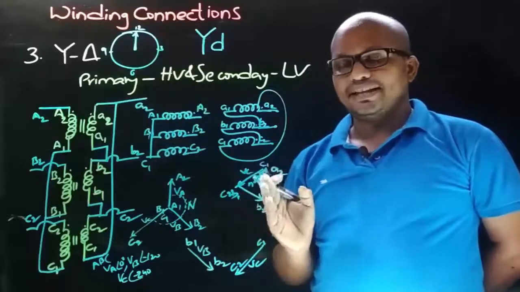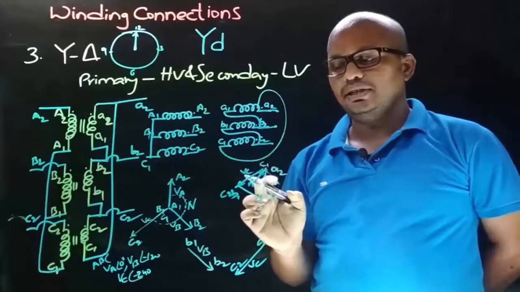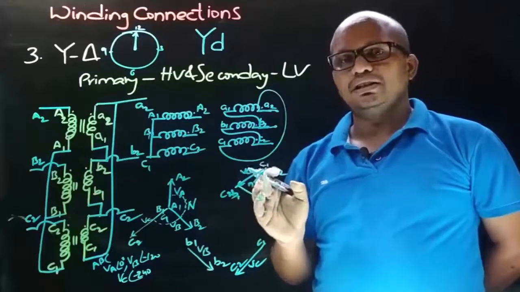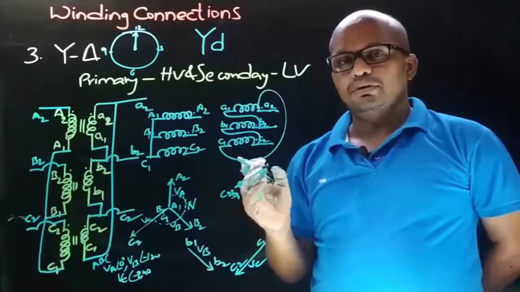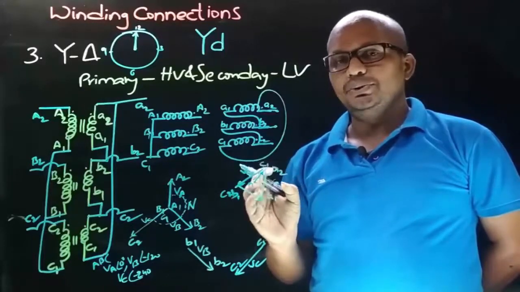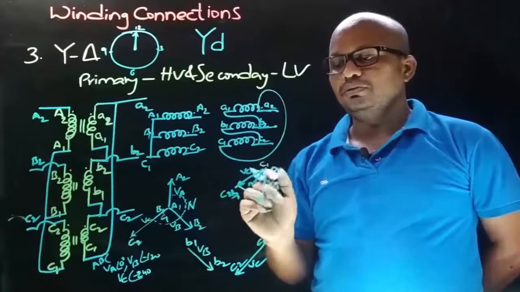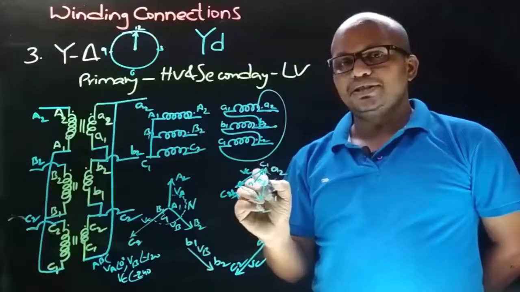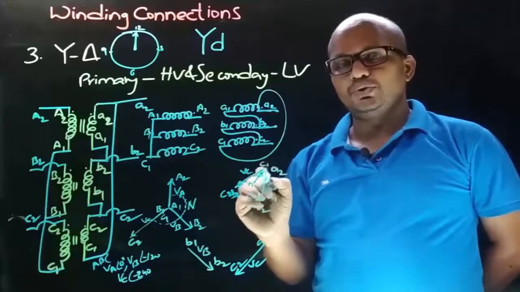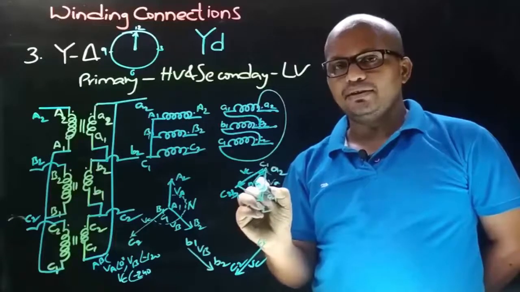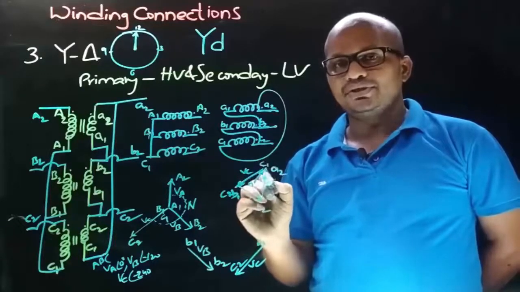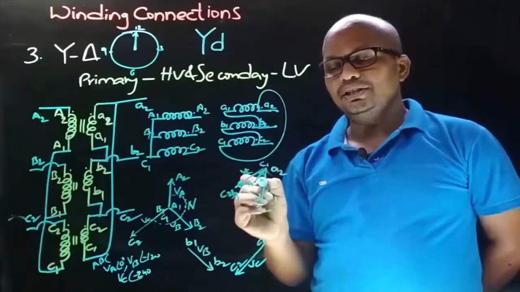Now come to the secondary side phasor diagram in delta connection. We know that in delta connection there will be no neutral connection, but for comparison purposes we need to consider an imaginary neutral. So here we are taking the imaginary neutral, and now the phase to neutral voltage is small a to n, and that is represented with the hours needle in the clock.